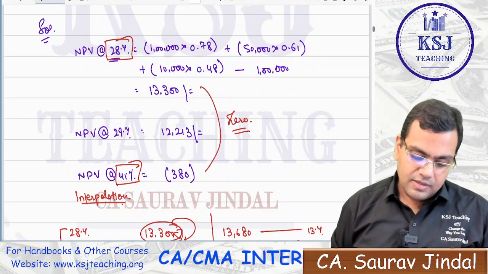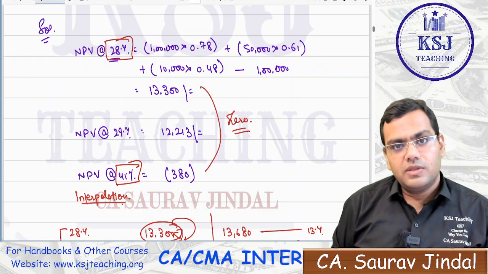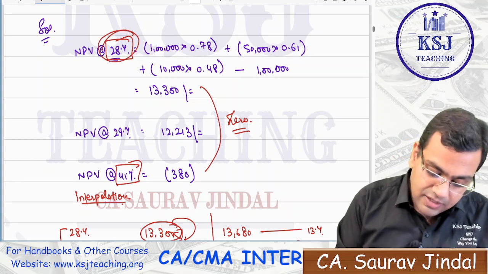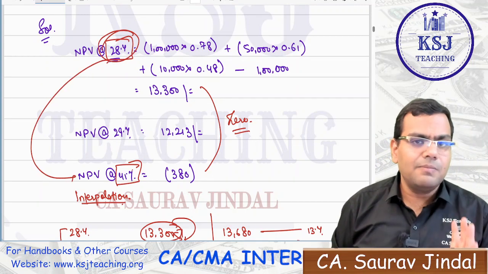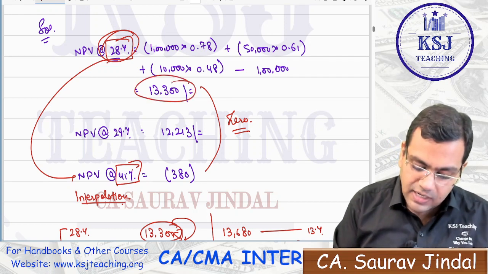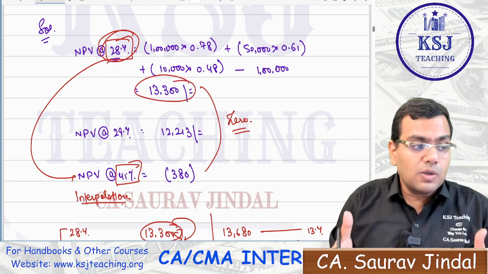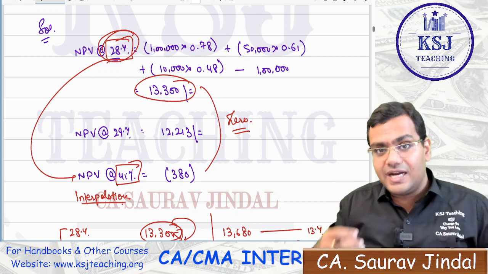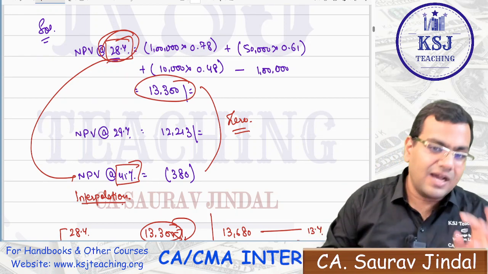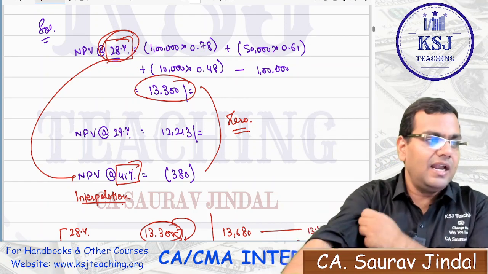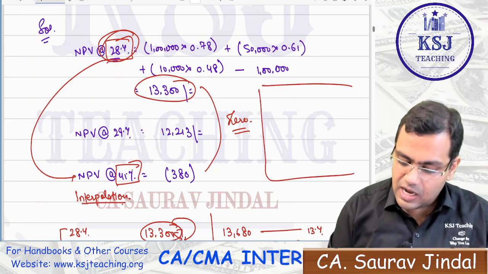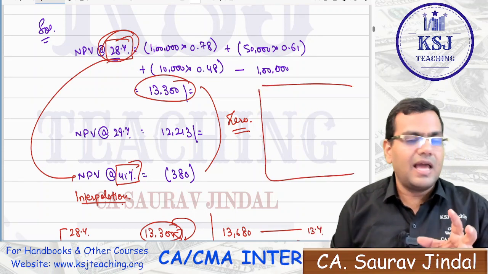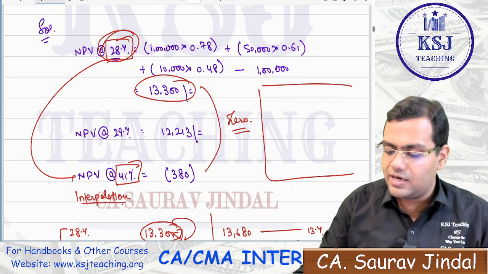Sir, how do we know that after 28%, we have to take 41%, 42%, 45%? One simple thing is, sir, this is quite a high positive value. So to bring it to a negative value, you have to take a higher jump. Secondly, there is a secret formula for it. What is that secret formula? How can you calculate the approximate rate that you can take?